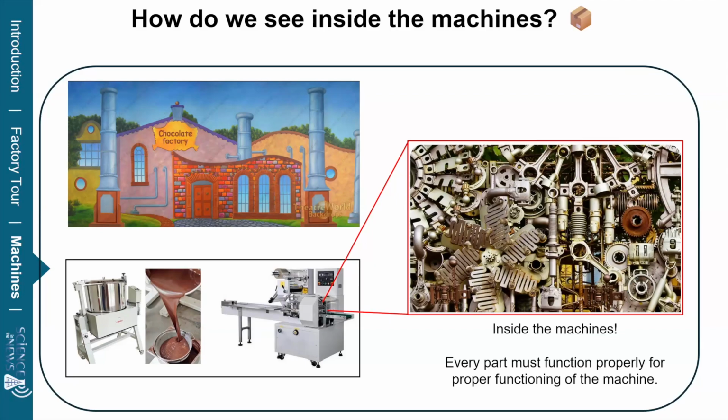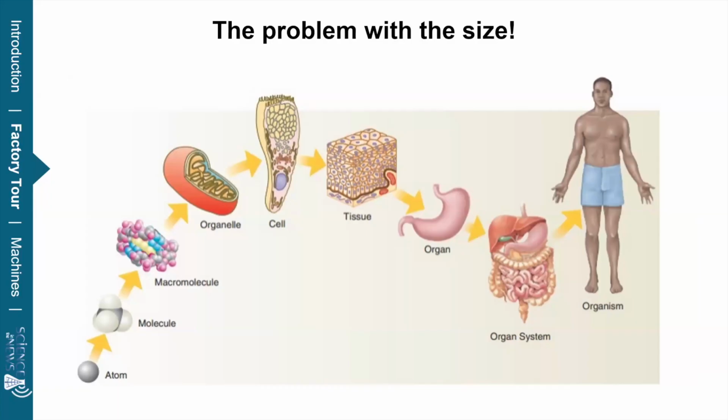And some enzymes are so efficient that they can process thousands of molecules per second. So it's truly industrial scale chemistry. So naturally, we would want to look inside these machines and understand how each moving part works. But then the reality hits, which is the size.